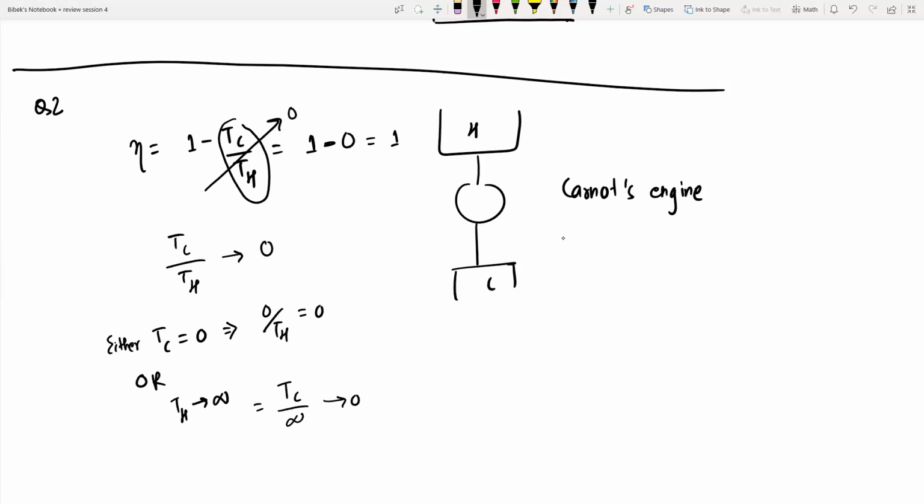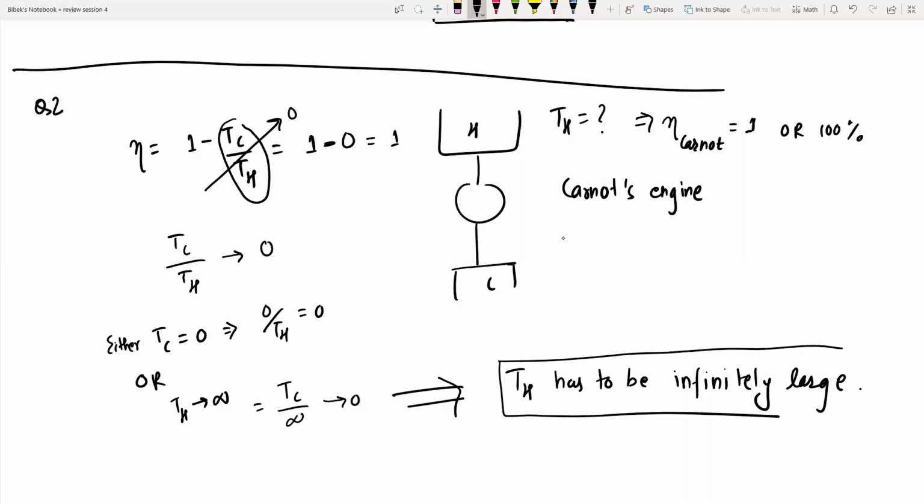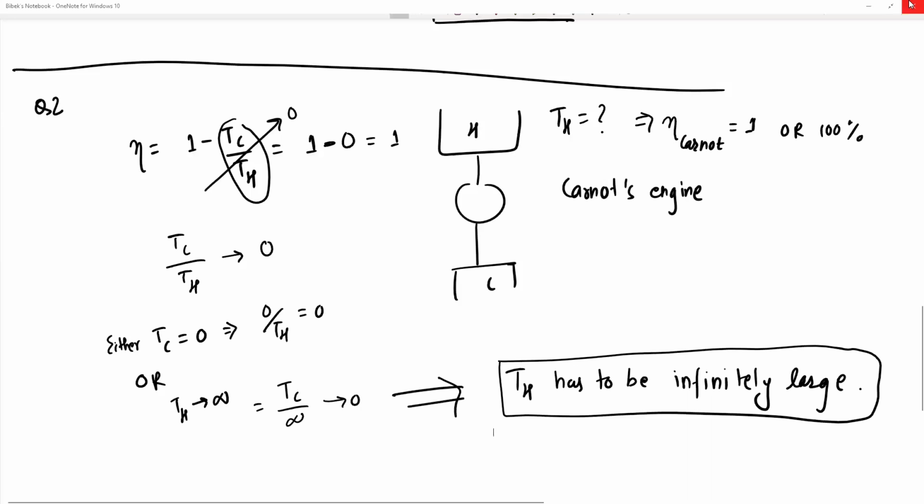Since you are asked what T hot would be such that the efficiency of the Carnot engine is 1 or 100%, which is the same thing, your temperature has to be infinitely large. So that means your answer is that TH has to be infinitely large. Okay, so that is your answer. So let's go to the next problem.